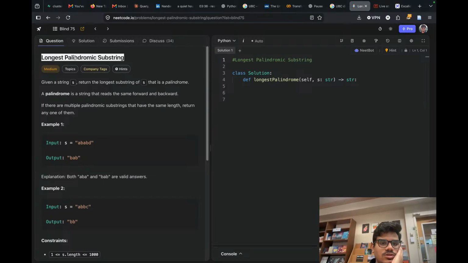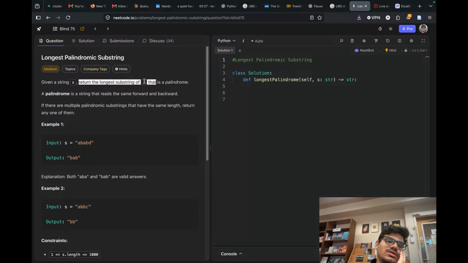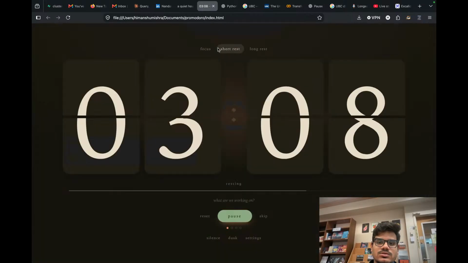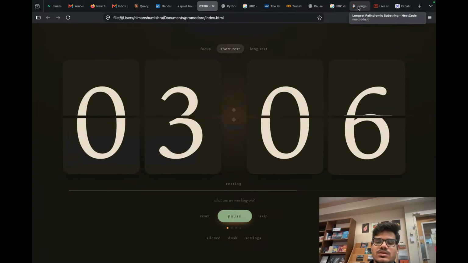So longest palindromic substring. So this is substring, right? Given a string s, we have to return the longest substring of s that is a palindrome. See here there is bab. A palindrome is a string that reads the same forward and backward. If there are multiple palindromic substrings that have the same length, we have to return any one of them. Alright. So yeah, let's do this.